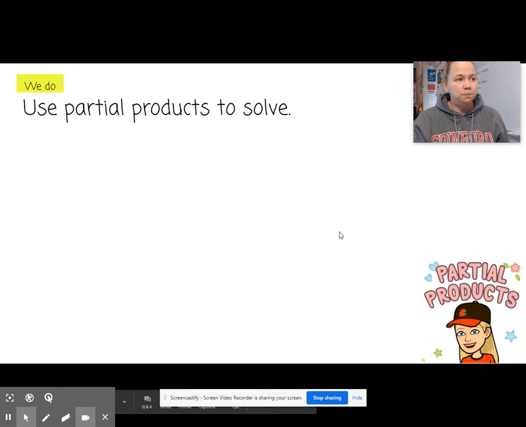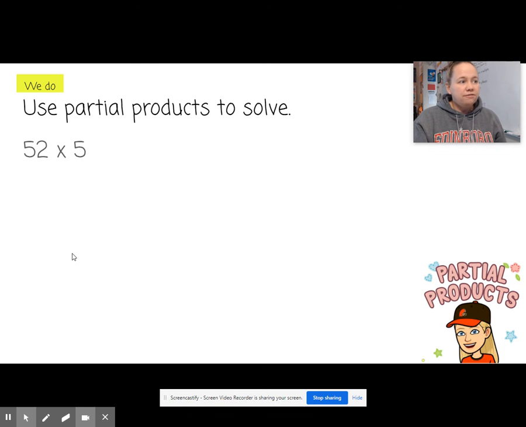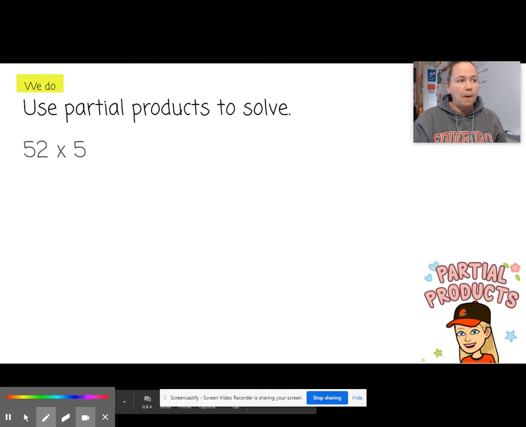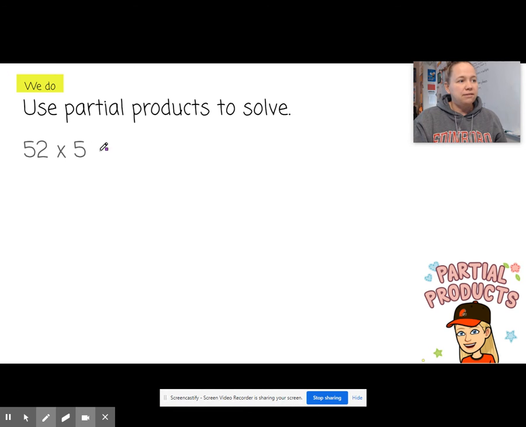Okay, here's the we do. Use partial products to solve 52 times 5. Here we go. 52 times 5. All right. You ready? We're going to do this together.